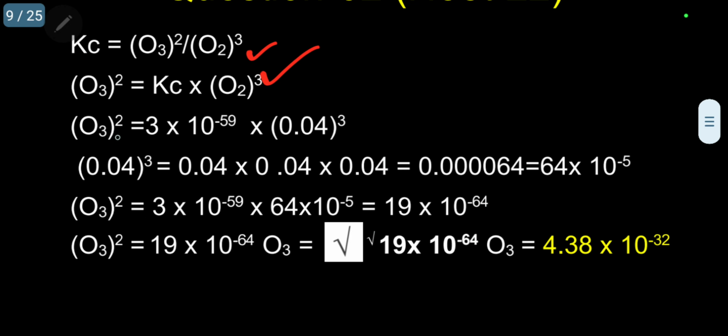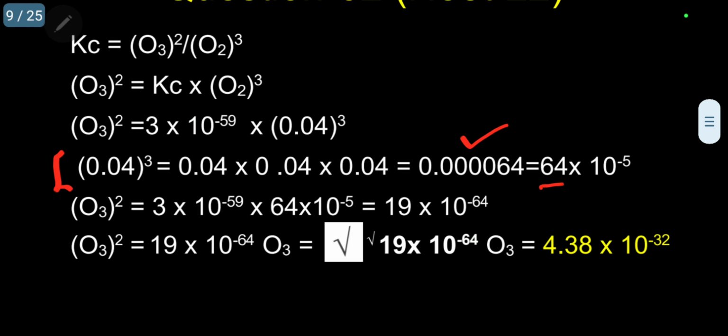Now, O3 whole squared equals the Kc value given, 3 into 10 to the power of minus 59, and the O2 value is given, 0.04 whole cube. So it is a tedious process. We have to multiply 0.04 into 0.04 into 0.04. So better we will do it separately for our convenience. So 0.04 cubed equals 0.04 into 0.04 into 0.04.